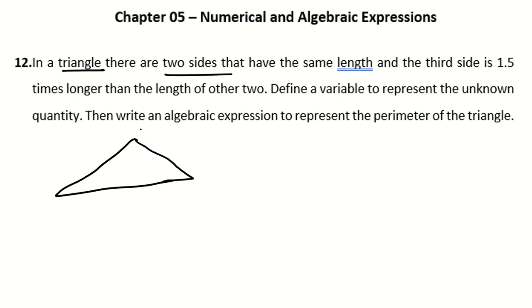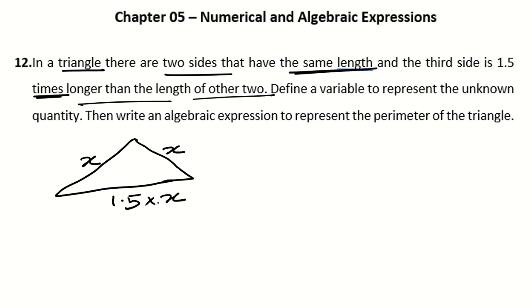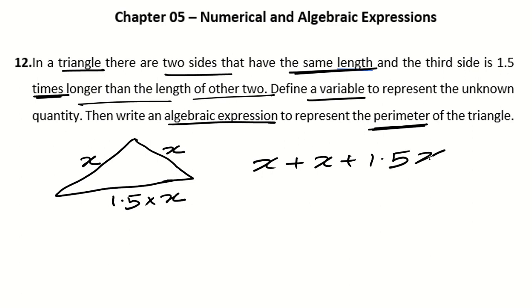There are two sides that have the same length. So same length I am taking this x and this as x, okay? And the third side is 1.5 times longer than the length of the other two, so 1.5 times x. Define a variable to represent the unknown quantity, so we have taken variable x, then write an algebraic expression to represent the perimeter. So it will be x plus x plus 1.5x. Now what I told you, if there is no coefficient with x or any variable, then what coefficient you will take? 1. So 1x plus 1x plus 1.5x, it will be 1 plus 1, 2, 2 plus 1.5, 3.5x. This will be the answer.